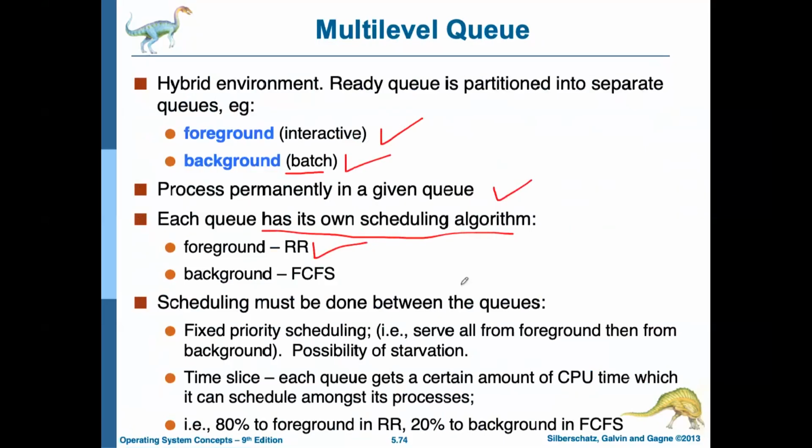Scheduling must be done between the queues. Fixed priority scheduling, for example, serve all foreground, then from background. Possibility of starvation, of course. And then time slice: each queue gets a certain amount of CPU time, which it can schedule among its processes. An example, 80% to foreground in RR, 20% to background in first come, first serve.